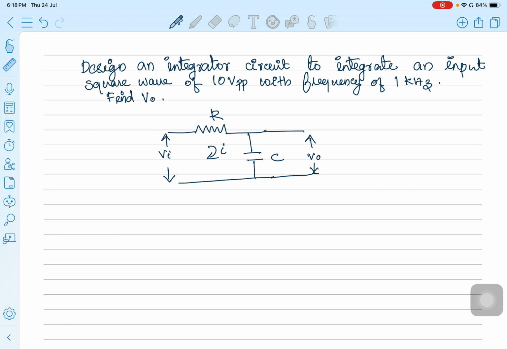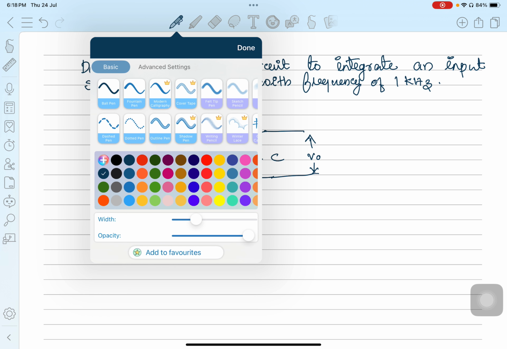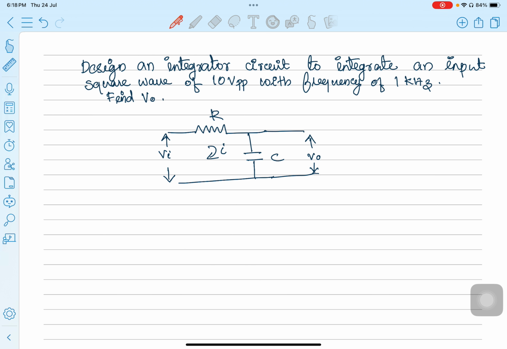Here we come up with another problem regarding the RC low pass filter. An RC low pass filter will act as an integrator. So the question is, design an integrator circuit to integrate an input square wave. The input waveform is a square wave, and that is given data. The amplitude is given as 10 VPP, that is peak to peak.